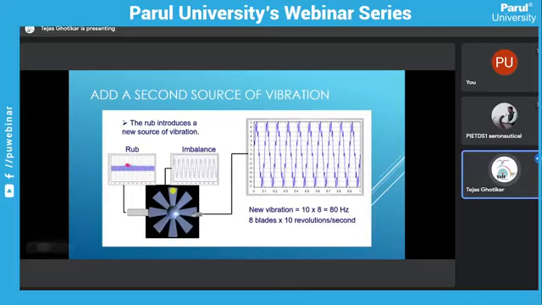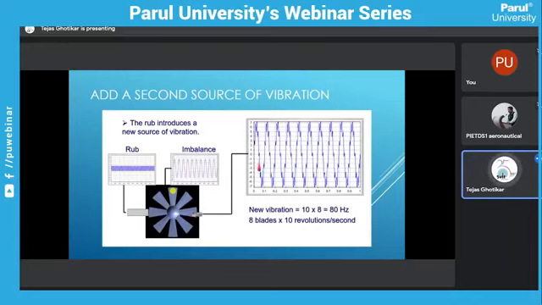Which means the frequency of this rub will be 10 into 8. 10 is the number of rotations of this blade, and 8 is the number of blades. So 10 into 8 means 80 hertz. The frequency of this rub is 80 hertz, 8 times more than the fan speed.